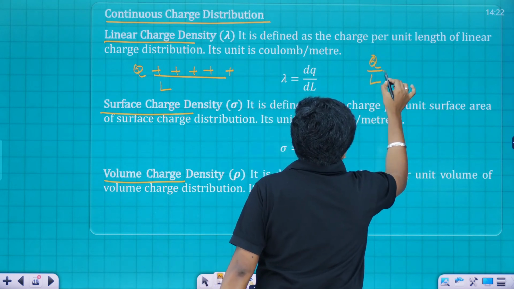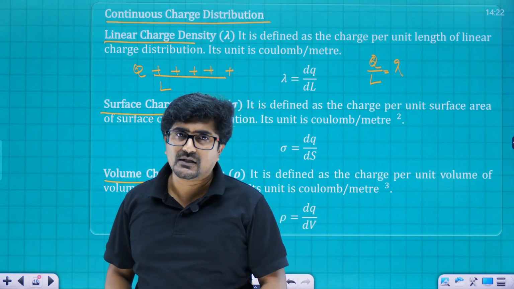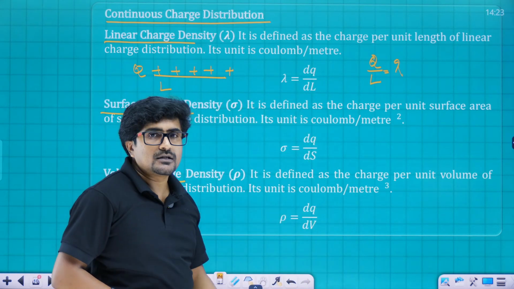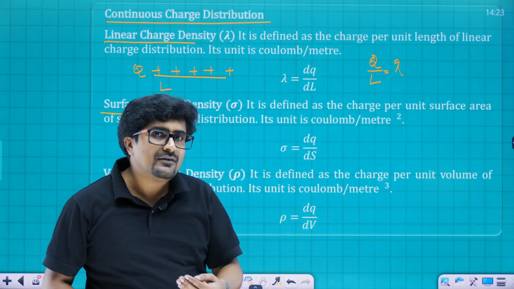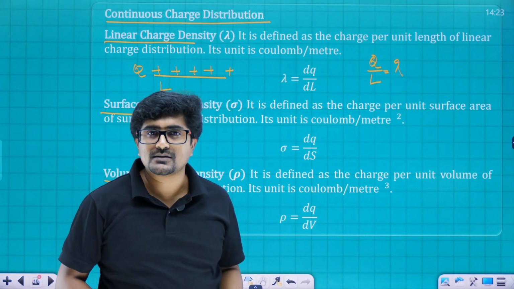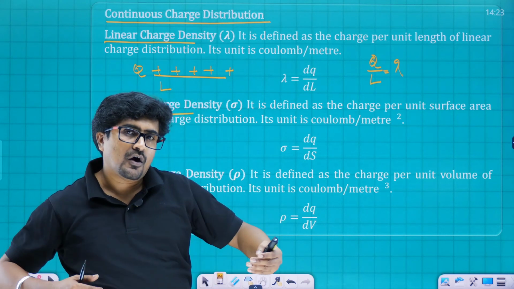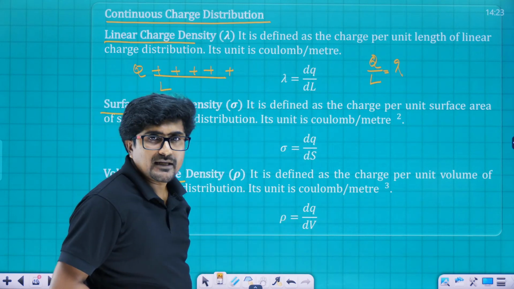Linear charge density. Whenever we talk about linear charge distribution, this term, linear charge density, is very important, because it gives us the idea of how the charges are distributed, how closely the charges are distributed, or how far apart the charges are positioned. All this information can be collected in this way.